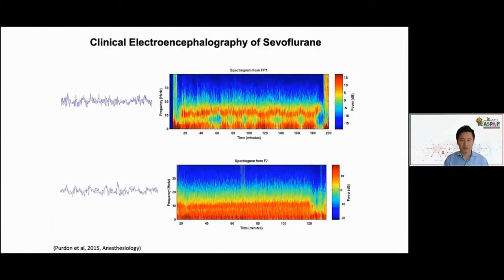So let's talk about sevoflurane. We didn't talk about this previously, but as I had mentioned, sevoflurane has many mechanisms of action, but it actually has a strong GABAergic mechanism. So it's not surprising that it looks like propofol. So we see the combination of slow and alpha oscillations.